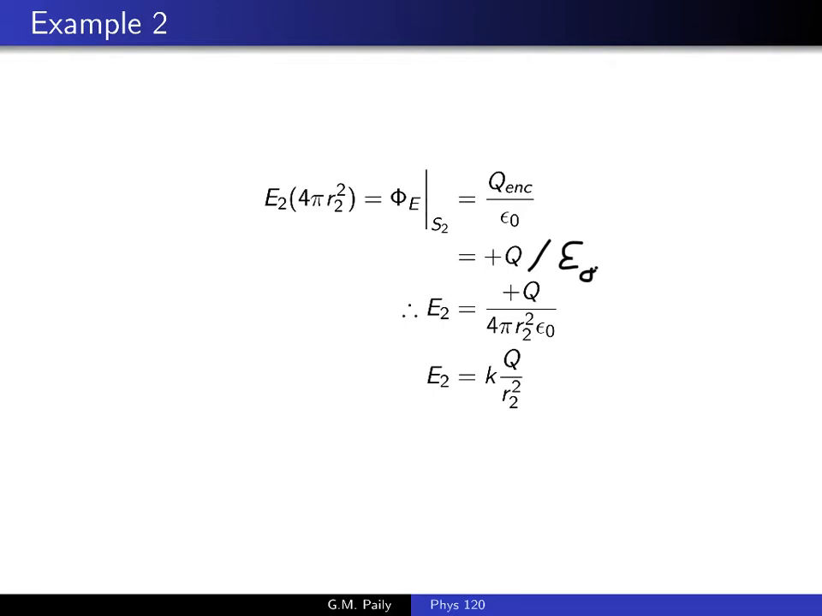Notice that we can rewrite this as kq over r2 squared. This leads us to another remarkable result. If you are outside a spherical shell of charge, a uniform spherical shell of charge, then the electric field created by that shell outside the shell is the same as that of a point charge. So you can replace that spherical shell by a point charge with the same charge centered at the center of the original shell. This, of course, only holds if you are outside the shell.